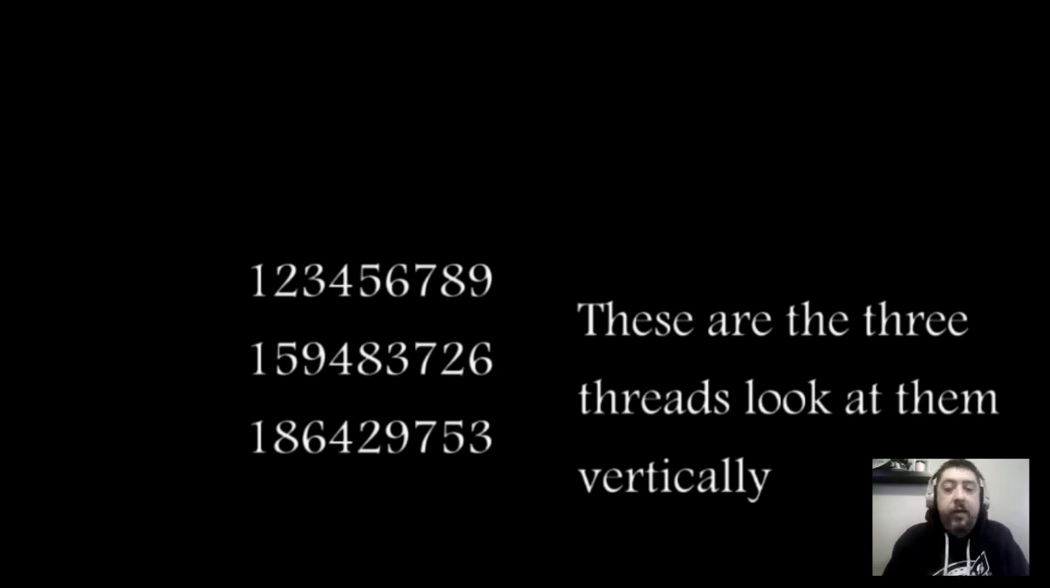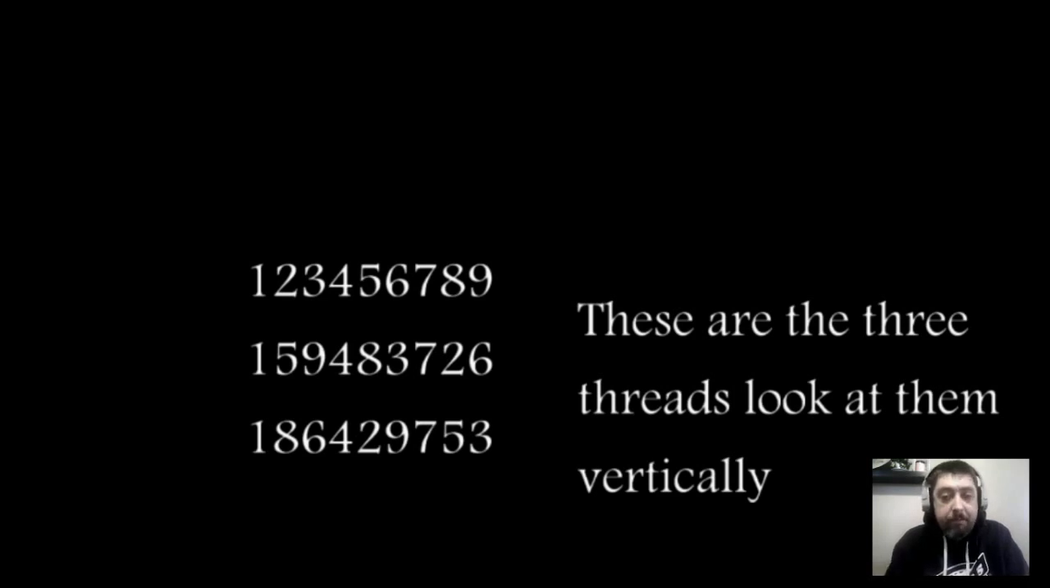Okay, these are the 3 threads. Look at them vertically. If you look at them vertically, you can see that there's 258, 369, 582, 639, 825, 963. These are all mirrors. And this is the 3 threads lined up. And they give you all these mirrors and solfeggio frequencies. You see the 1s are all lined up, the 4s are all lined up, and the 7s are all lined up.